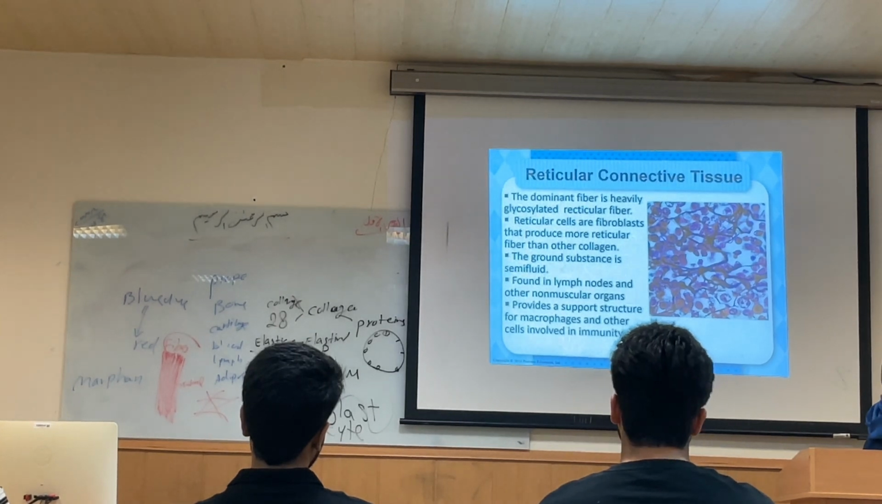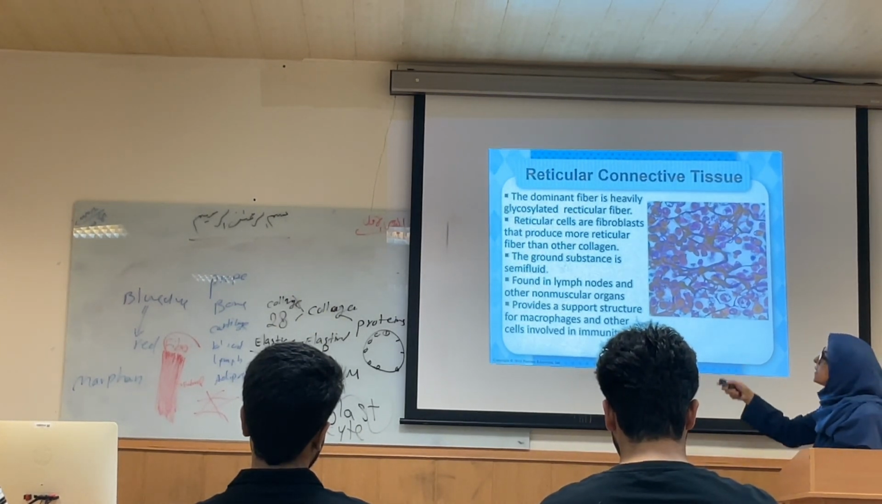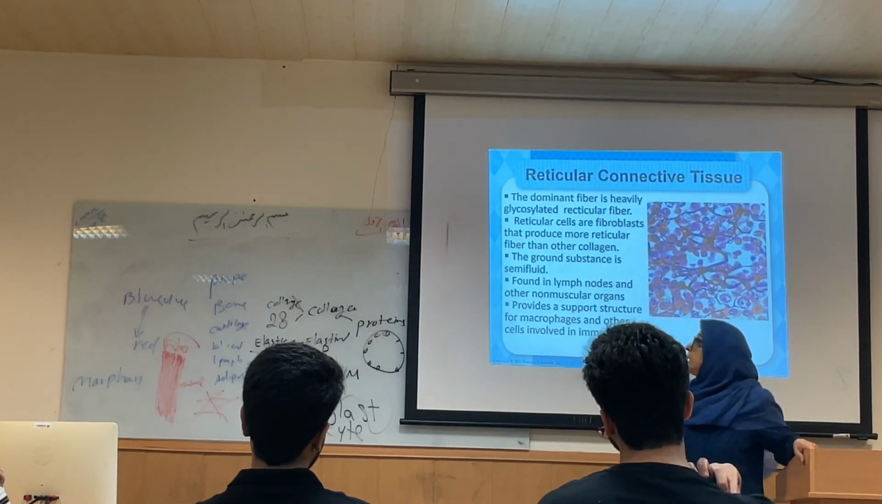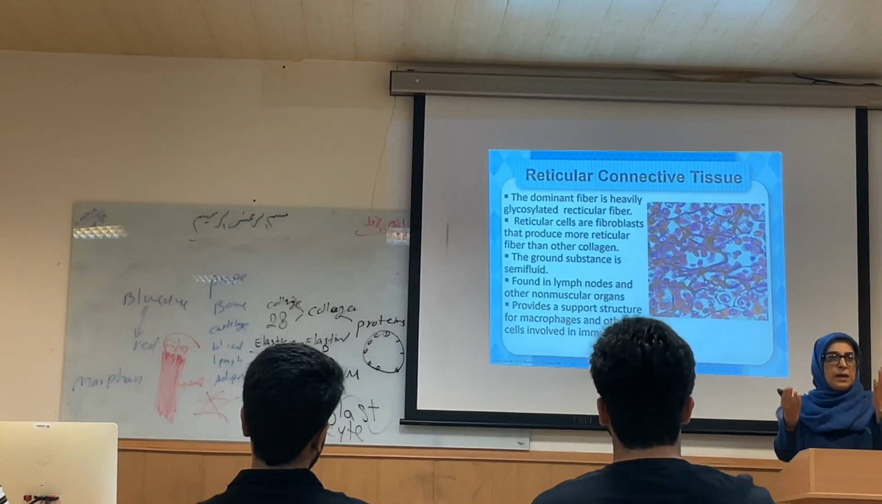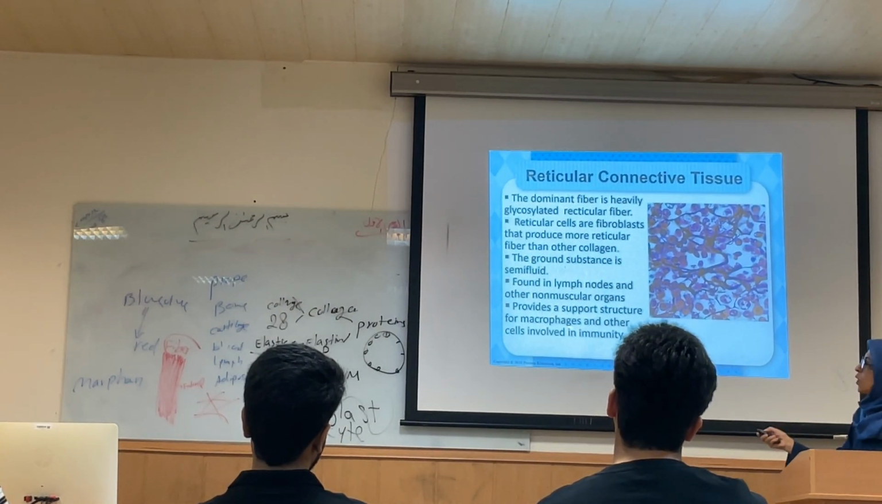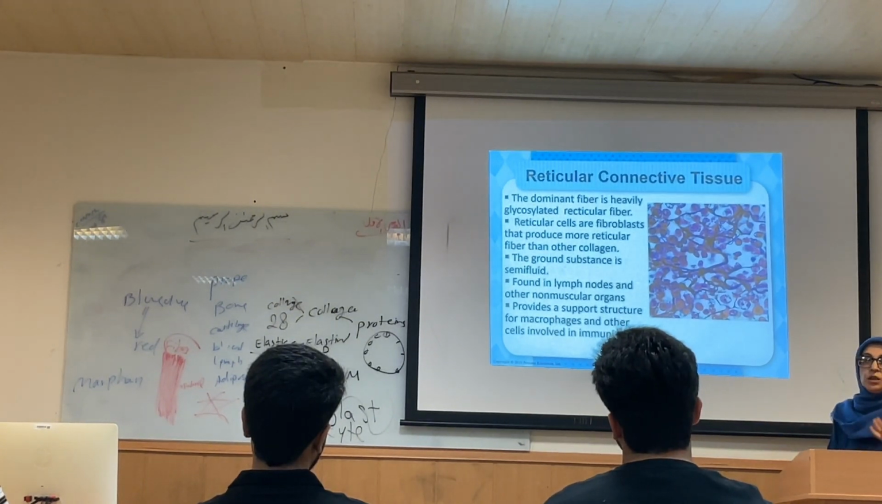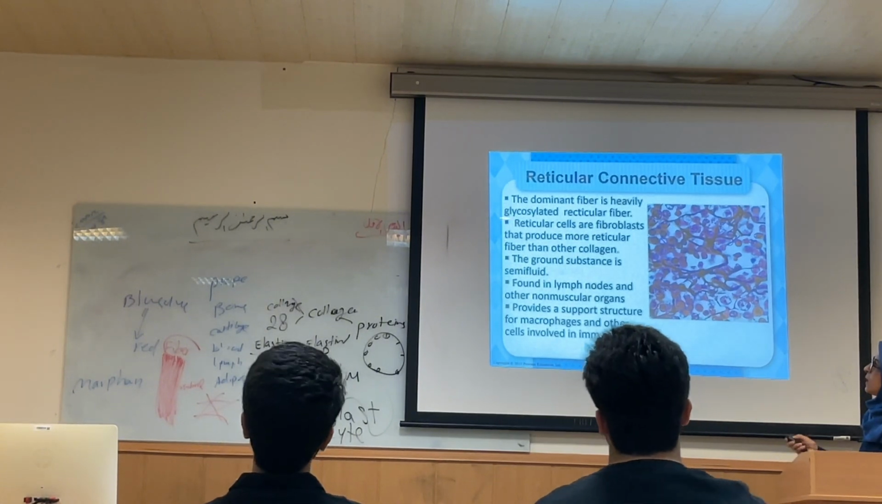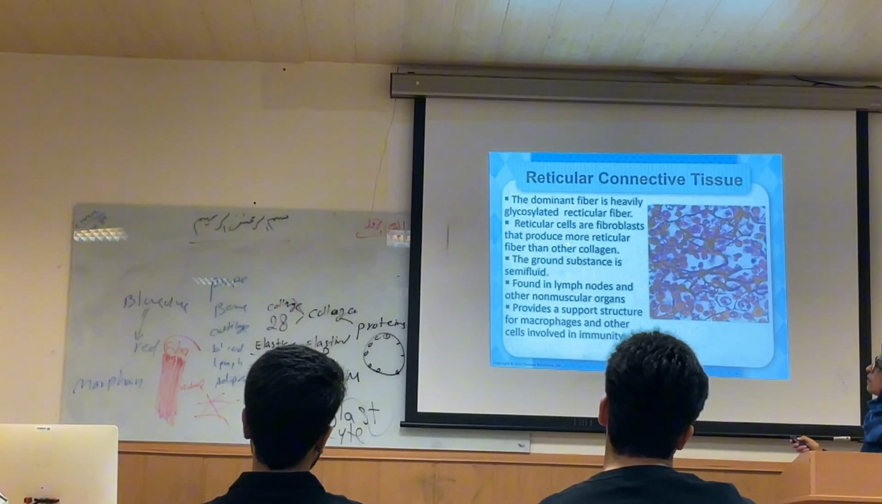Reticular connective tissue: the reticular fibers are dominant. I explained this for you. We can find this type of tissue in cellular organs that include lots of cells, such as lymphoid tissue, the liver, and exocrine glands. The fibroblasts and reticular cells produce the fibers. The dominant fibers are reticular fibers in reticular connective tissue.